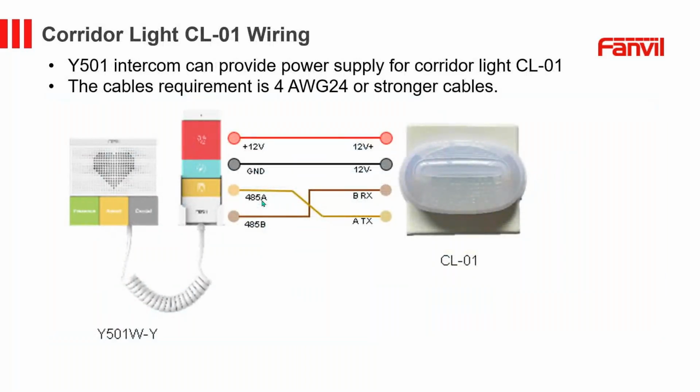Here the Y501 intercom can supply power to the corridor light, the CL01. So you can use cables of at least AWG24 to connect the two, as mentioned here. So this is essential for visual alerts on patient status. That's what it's used for.